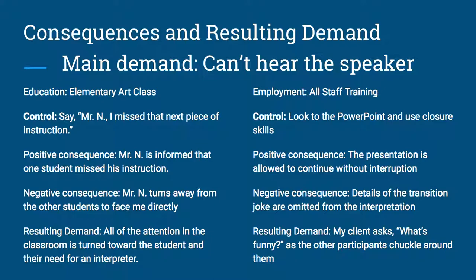In the employment setting, the control is to look at the PowerPoint and use closure skills. Positive consequence, the presentation is allowed to continue without interruption, or it saves time. Negative consequence, the details of the transition joke are omitted from the interpretation. My client, noticing that the other participants are chuckling around them, asks, "What's funny?"